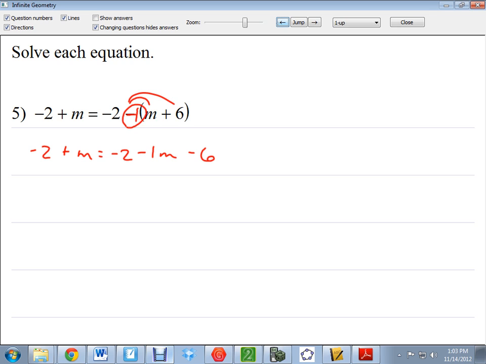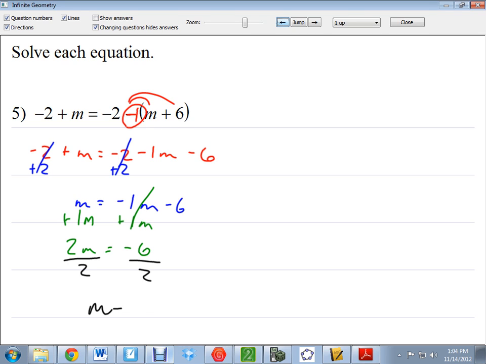How do I get rid of negative 2? I'd add 2 to both sides, and I'd add 2 over here. And this would get me m is equal to, what is negative 2 plus 2? 0. So do I need to worry about that? Nope. Negative 1m minus 6. Okay, add negative 1 or just add 1? Alright, so we add to get rid of the negative 1m by adding 1m to both sides. And what is m plus 1m? 2m is equal to negative 6. The last step would have been to what? Divide by 2. And m is equal to negative 3.